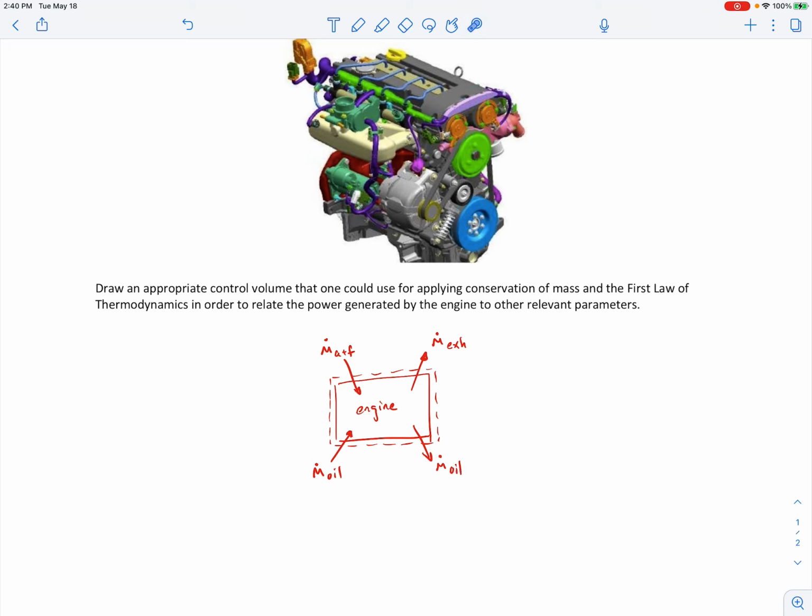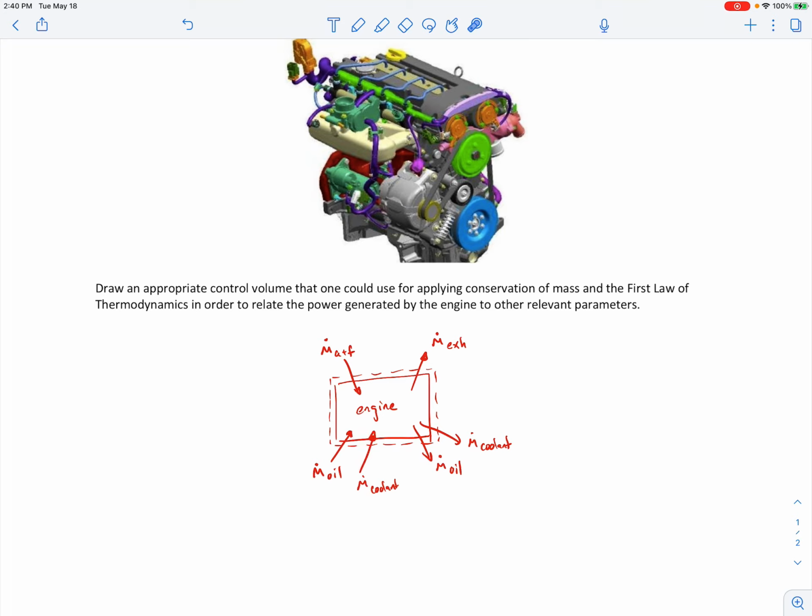So you notice that I'm drawing arrows to indicate when it crosses the control surface coming in as well as going out, and then just identifying what it is I'm talking about here. So oil comes in, oil goes out. You also have coolant, so the engine doesn't overheat. So there's some coolant coming in. There'll be some coolant going out. And those are, as far as I'm aware, all of the mass exchanges with the engine and the surroundings. So air and fuel coming in, exhaust going out, oil coming in, oil going out, coolant coming in, coolant going out.